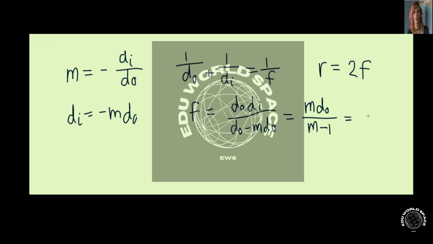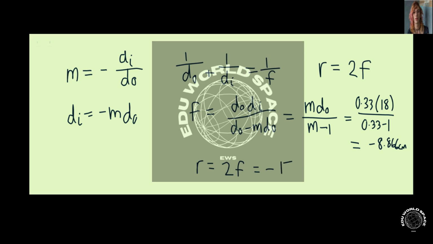Let's actually put the numbers in. 0.33 times 18 over 0.33 minus 1, which will give us negative 8.866 meters. That's the focal length. To get the radius of curvature, we simply multiply this by 2. R is equal to 2f, which is also equal to negative 17.7 meters.